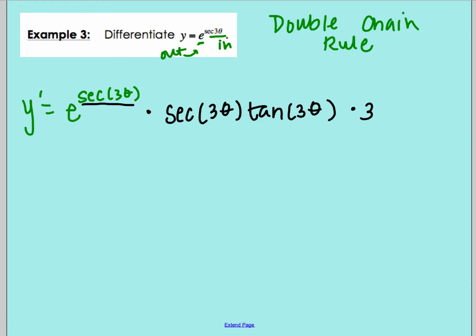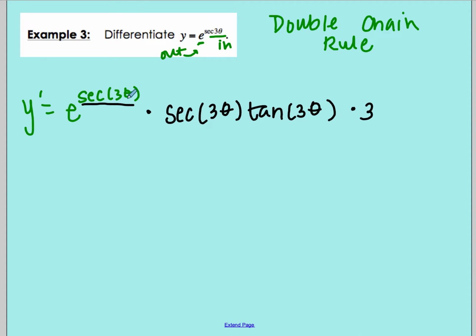So let's quickly walk through this one more time. It's a double chain rule. My first outside is e with the inside of secant of 3 theta. The derivative of my outside, e to the x, is e to the x. So it's e with our original inside plugged back in.